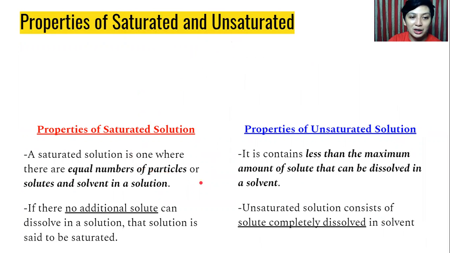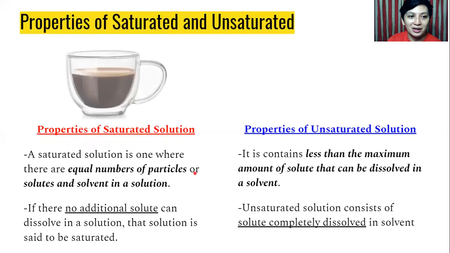Now, properties of saturated and unsaturated. Let us first tackle about saturated solution. A saturated solution is one where there are equal numbers of particles or solutes and solvent in a solution, meaning to say pantay. Okay? Walang excess, walang kulang. Okay? If no additional solute can dissolve in a solution, then that solution is said to be saturated. It's like tamang-tama lang. And for example, we have coffee. Okay, kung kayo yung titimpla ng kape, especially black coffee, it can be observable.